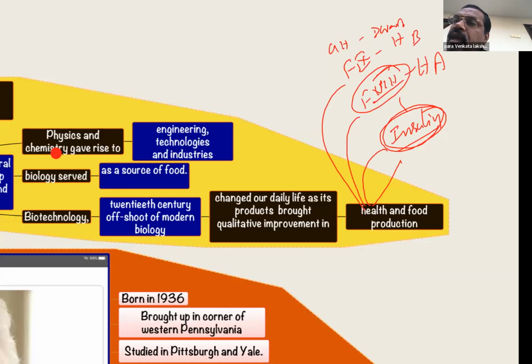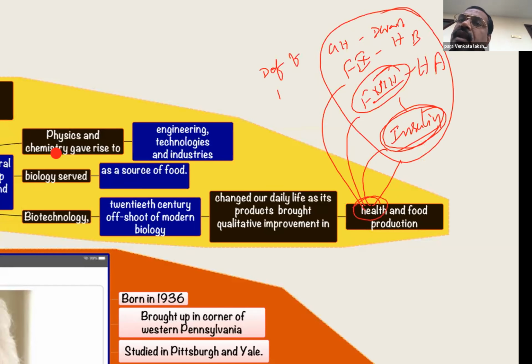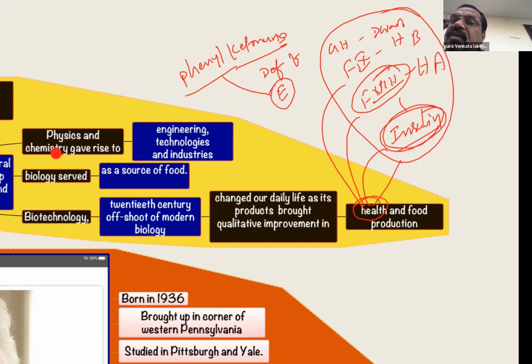See, like this, in the health industry, all these things are there. Suppose you have a deficiency of one particular enzyme, and as a result there will be a disease. For example, phenylketonuria, which is because of deficiency of one particular enzyme. If you produce that enzyme and give it to the patient, then automatically your disease will be cured. So it gives a lot of comfort. That is how the qualitative improvement is present in health.